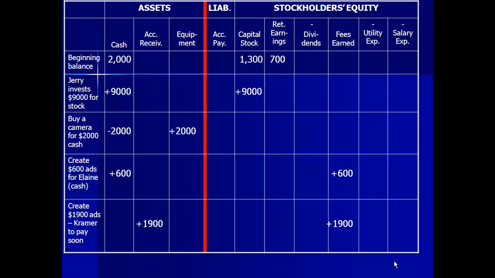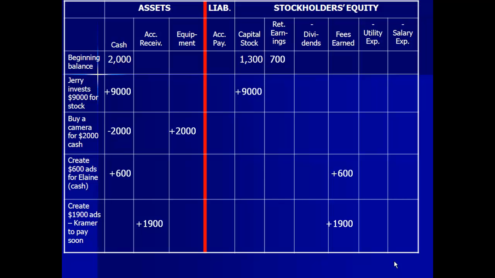Yeah. Notice in the first entry, we had more of two things, $9,000 more on the left and on the right, right? On the second one, we had less 2,000 plus 2,000 on the same side, so that zeroes out. Okay. On the last two, what did I have? I had a plus on both the left side and the right side. Am I balancing? Yeah.